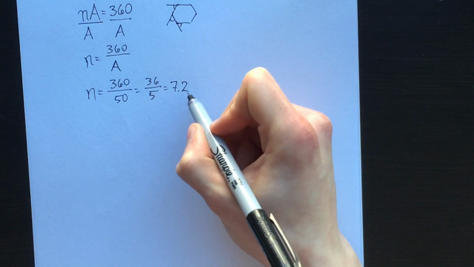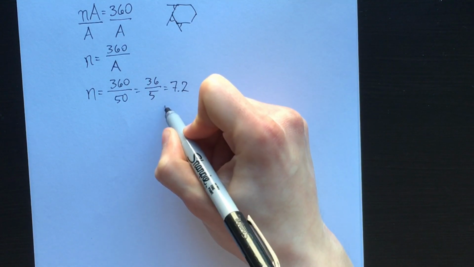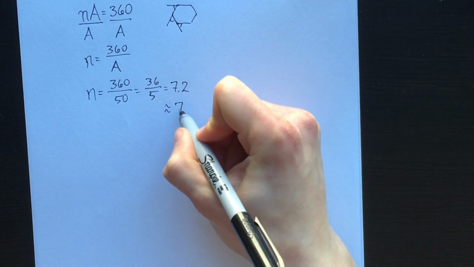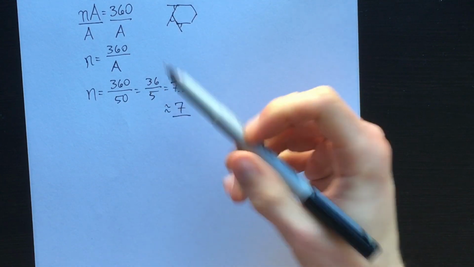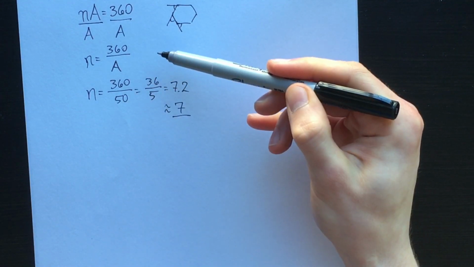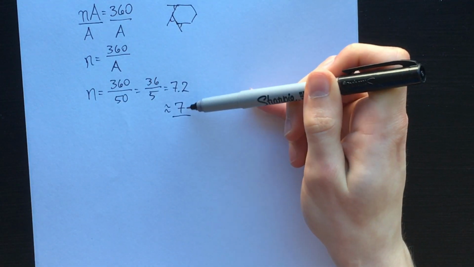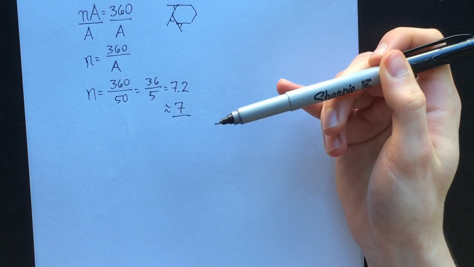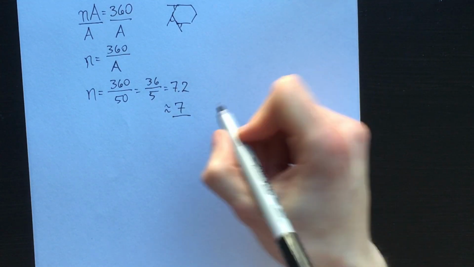But since you can't have 7.2 sides, the maximum number of sides you can have is actually only 7. And again, imagine from there, if a kept rising, then n would just be smaller and smaller, so it would go down to 7, then down to 6 and 5, and so on. So that is answer choice C.